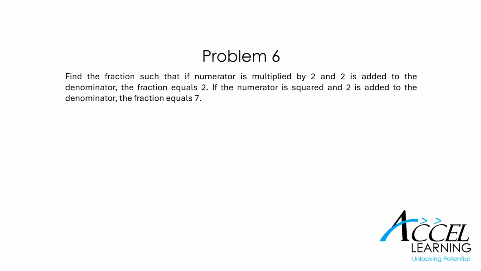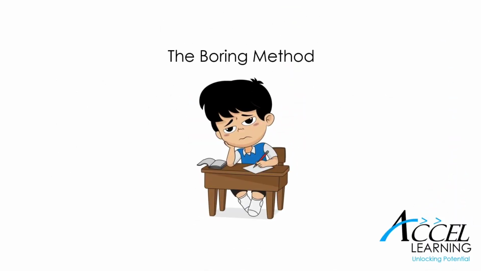Find the fraction such that if the numerator is multiplied by 2 and 2 is added to the denominator, the fraction equals 2. If the numerator is squared and 2 is added to the denominator, the fraction equals 7. A. 5/3. B. 4/8. C. 7/5. D. 3/2. E. 8/5. Let's see how most people solve this kind of problem, the boring method.